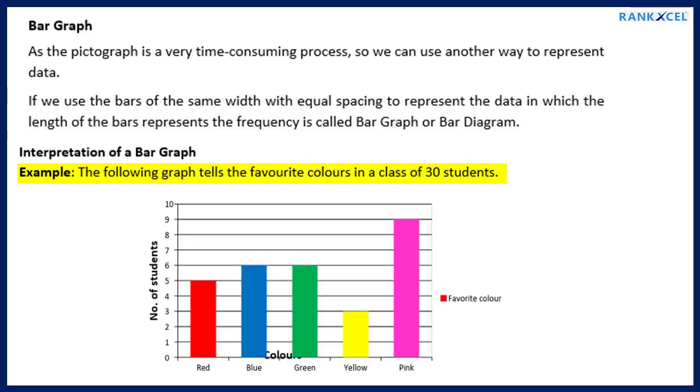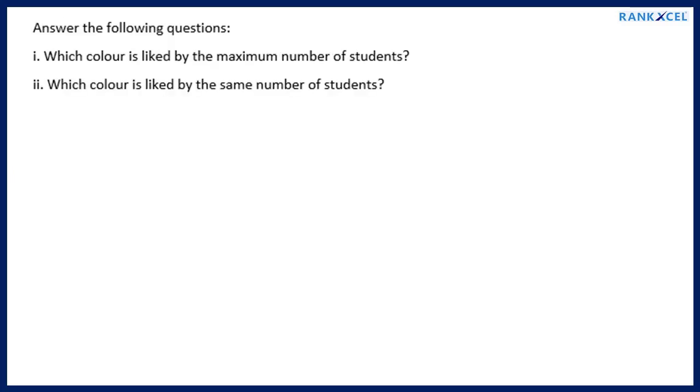Example. The following graph tells the favorite colors in a class of 30 students. Answer the following questions. Which color is liked by the maximum number of students? Which color is liked by the same number of students?